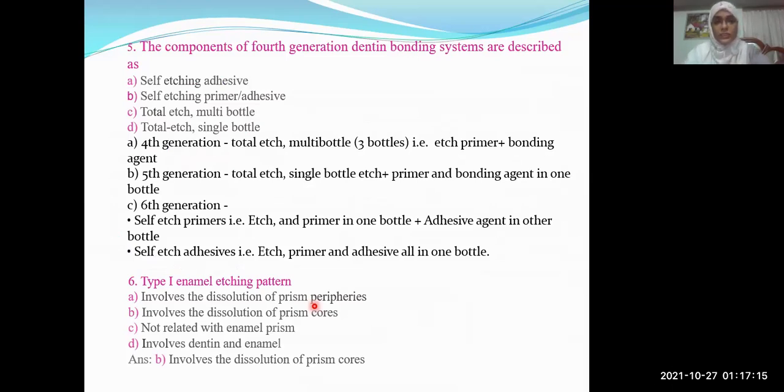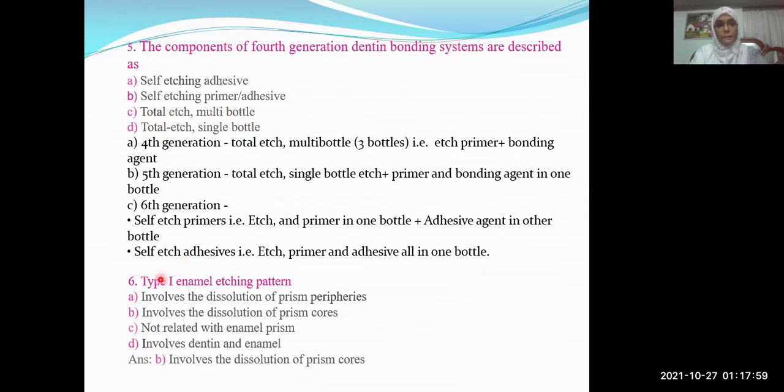Then when you come to the fifth question, the components of fourth generation dentin bonding systems are described as total etch multi-bottle. So answer is option C, which is total etch multi-bottle. Because if you see, fourth generation is total etch multi-bottle, you are going to have an etchant, and then you're going to have a bottle 1, and then you're going to have a bottle 2. So C is the answer for fourth generation: total etch multi-bottle.